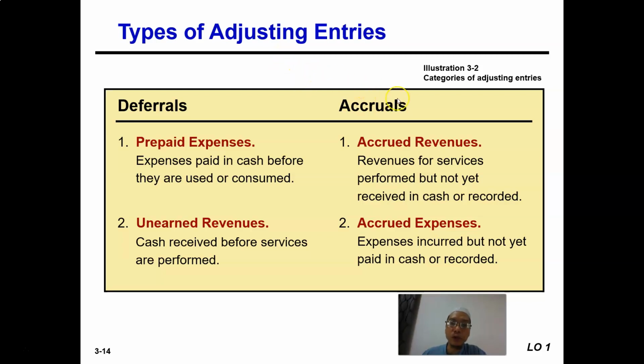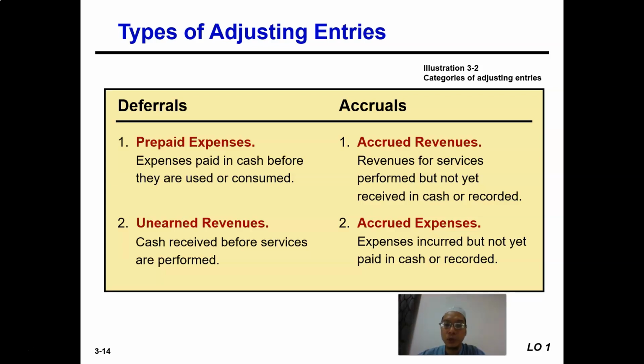On the other hand, we also have accruals. Accruals is when the revenue, the service, has been rendered. You have done the revenue activity, or you have incurred your expenses, but you have not paid in cash. So, for example, revenue for services performed but not yet received in cash or recorded. When you receive a computer from your customer that asks you to make some repair, you repair the computer of the customer in May. You send the computer back to the customer in May, but the customer has not paid in May but paid in June. So this is called accrued revenue. You have done the revenue activity, but you have not received the cash for that revenue activity.